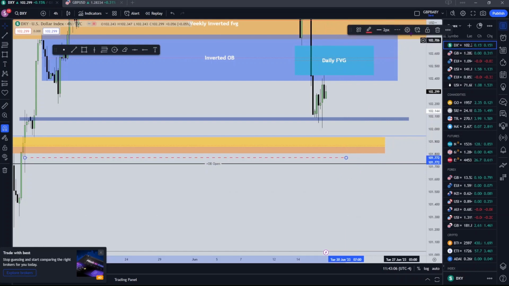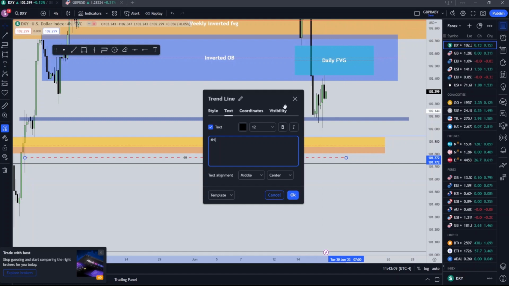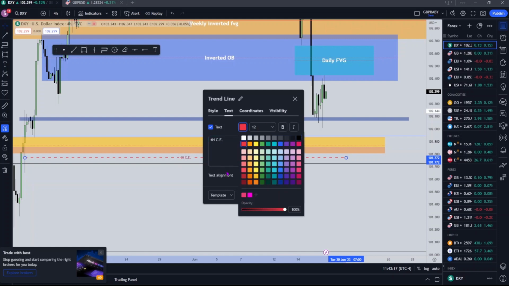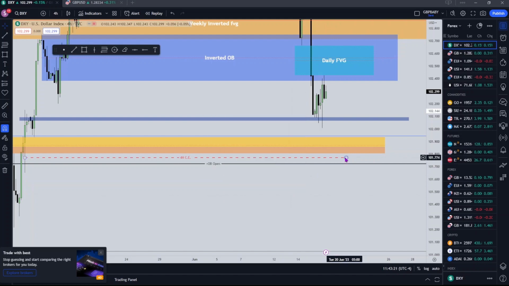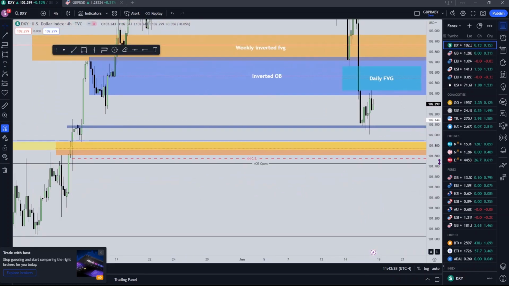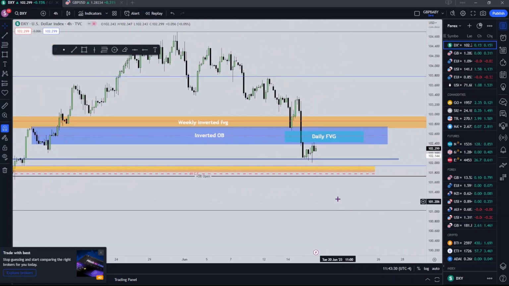I'll make this one a little bit thicker, and I'll put 4-hour consequent encroachment. And you'll see how that's positioned quite nicely underneath that fair value gap we marked out on the higher time frame on the daily. So that's pretty much everything with the dollar.